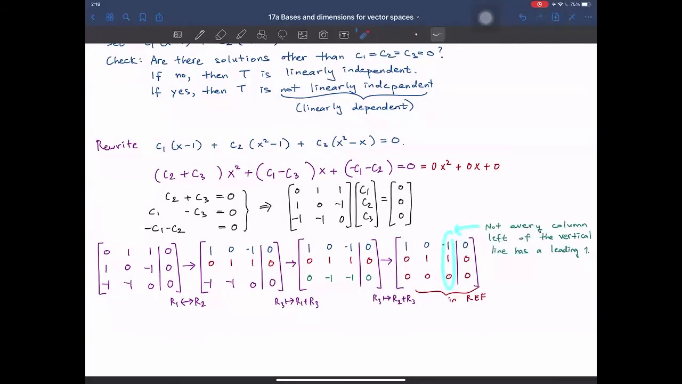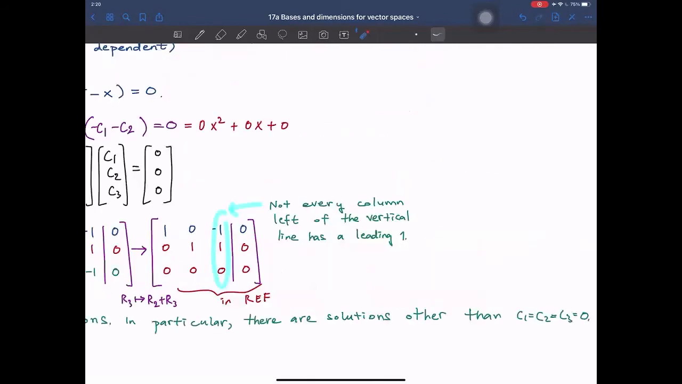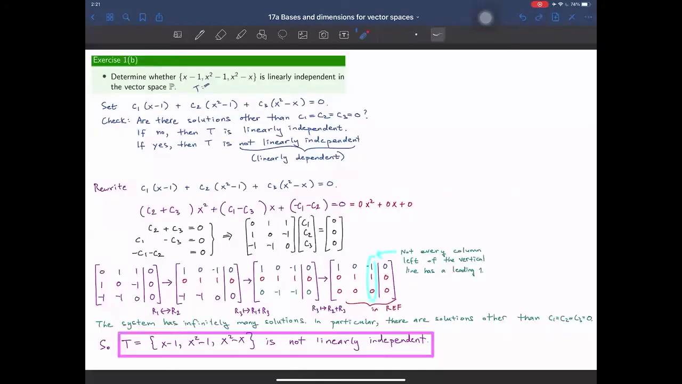I now arrive in a row echelon form, and I see that I have these two leading ones, but not every column left of the vertical line has a leading one. This third column has no leading one. This means the system has infinitely many solutions. In particular, we have solutions other than the trivial solution. So our subset T is not linearly independent because the answer to this question is yes.